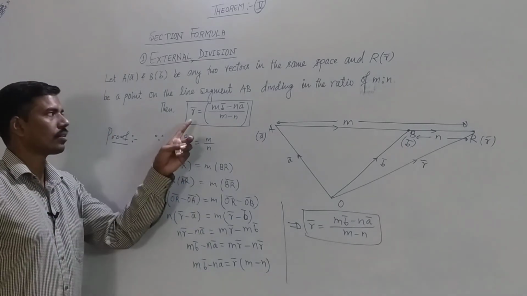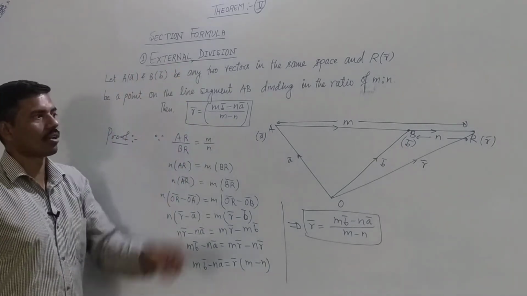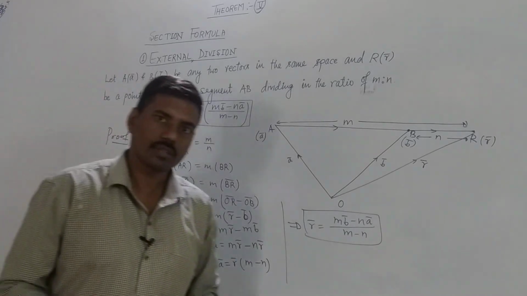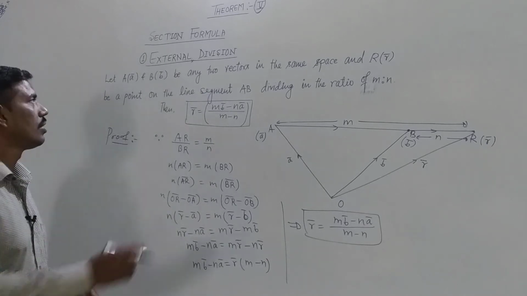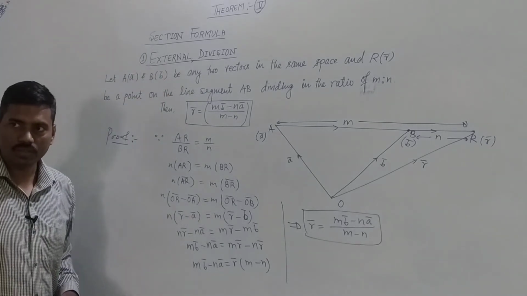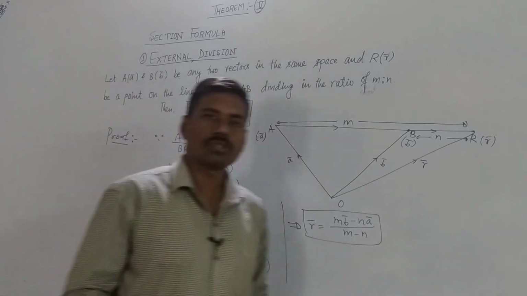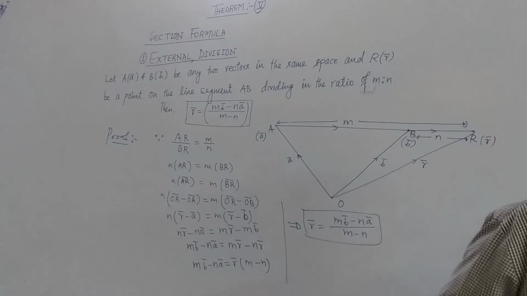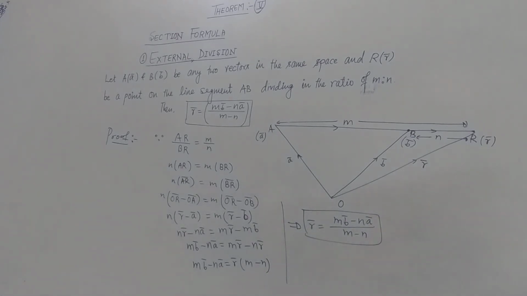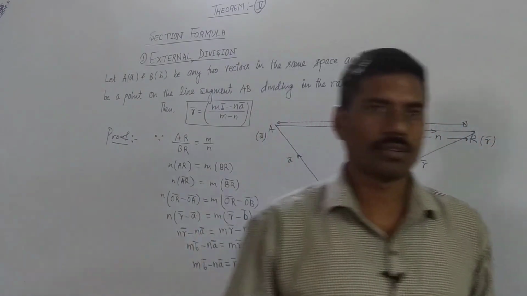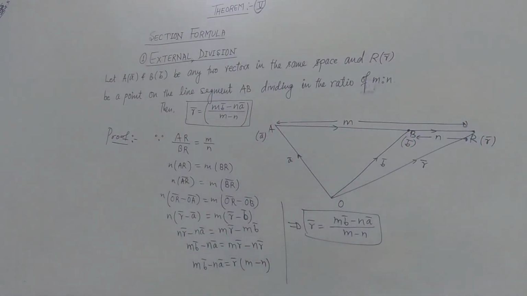So we get the external division formula, the formula for section formula, that is external division formula. Okay, clear? Understand? Any doubt? Please make a note. So this is all about the section formula, that is internal division and external division formula, and we get both formulas in derivation. Okay, students, please make a note. Clear?